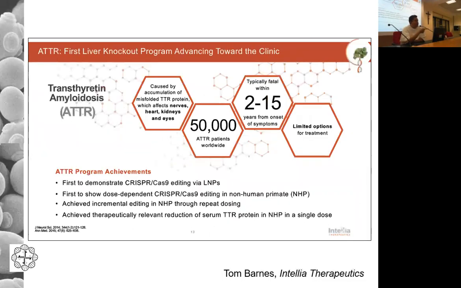This is the disease that this company is trying to correct. It is transthyretin amyloidosis, ATTR, and they are doing this primarily by injecting their lipid nanoparticles into the liver, carrying CRISPR to edit. There are 50,000 patients with ATTR worldwide, and it's usually fatal within 2 to 15 years of age. The idea is to correct it in the newborn baby's liver before the child can die.